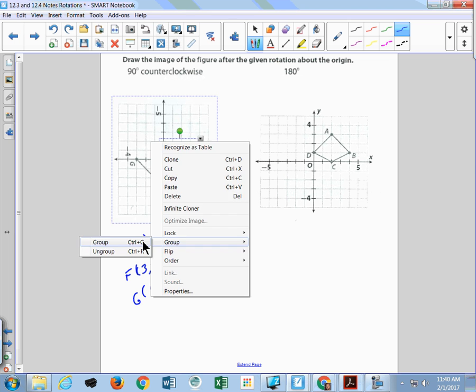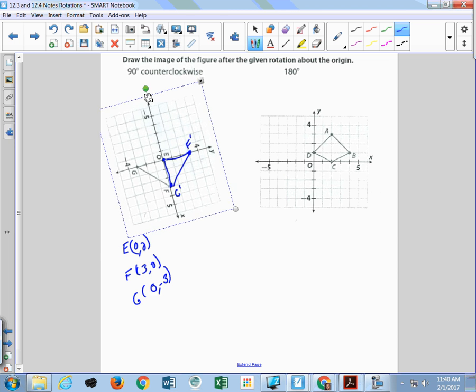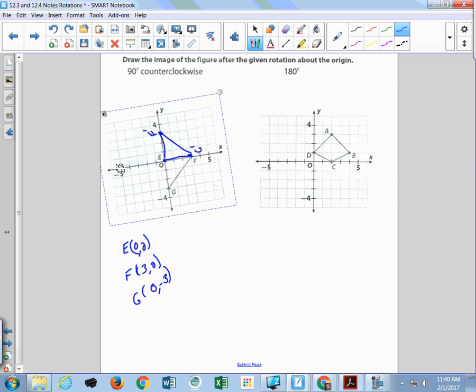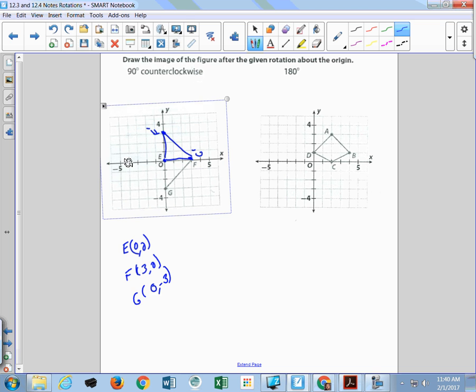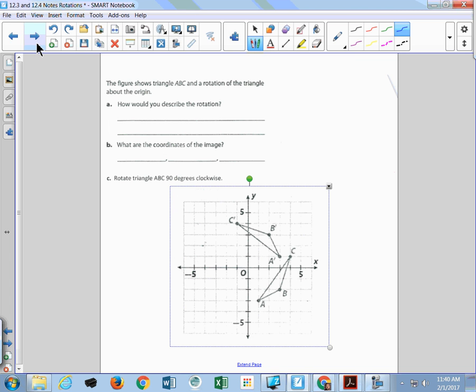These together. Rotate them back. Rotate it back this way. And there is what a 90 degree counterclockwise looks like. All right. We're going to skip that one just for time's sake. Let's look at this one.